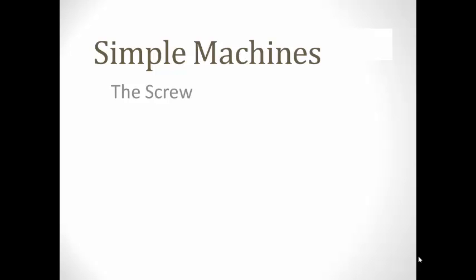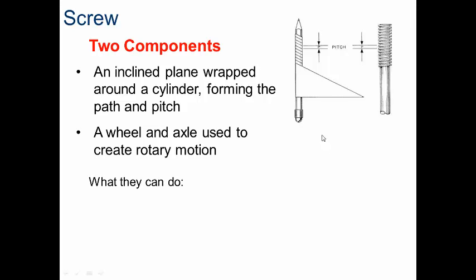This video is going to focus on another simple machine known as the screw. The screw is basically just two components. It's an inclined plane wrapped around a cylinder, and that forms the path and the pitch. To create your own screw, you can just simply take a pencil, cut out a large triangle, and wrap it around. That's what's going to give you a screw.